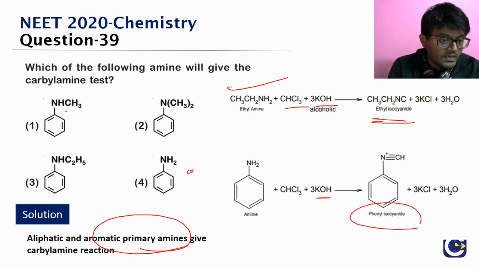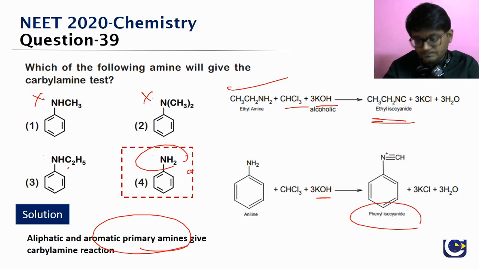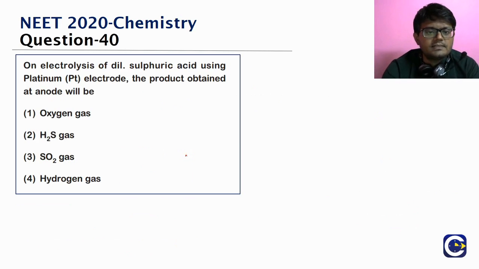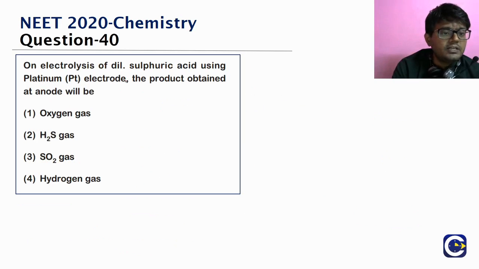We can see option 1 is not a primary amine because nitrogen is bonded to 2 carbons. This is a tertiary amine. This is a secondary amine. So the only primary amine is option 4. It's a straightforward question. If you understand the condition for the carbylamine test, we will be able to answer this. Next we have question number 40.